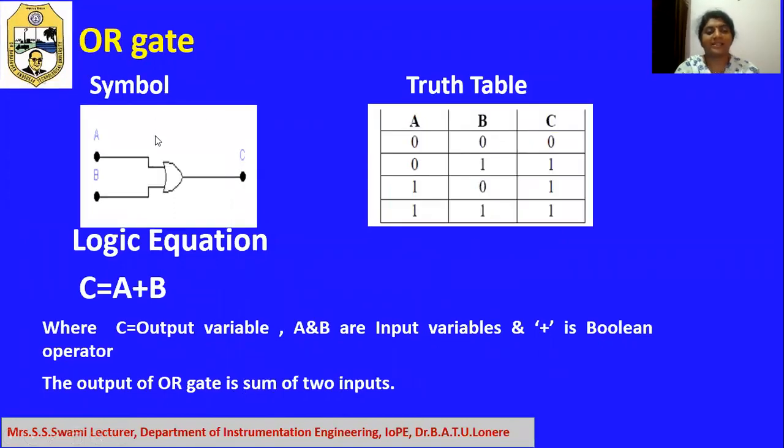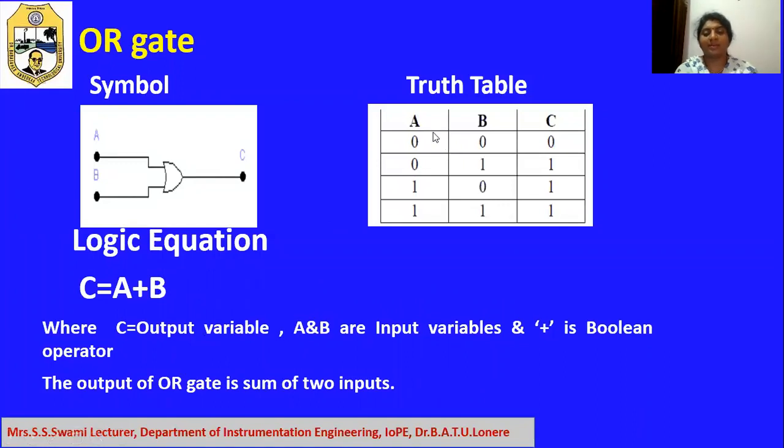OR gate. This is the symbol for OR gate. This is the truth table for OR gate. Logic equation is C is equal to A plus B, where C is output variable, A and B are input variables, and this one shows the Boolean operator for OR gate.